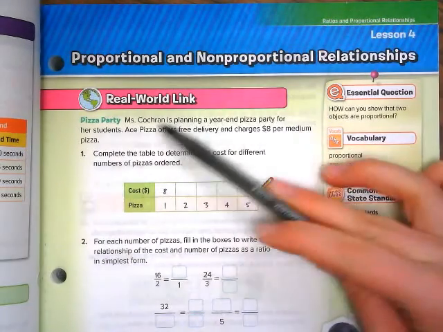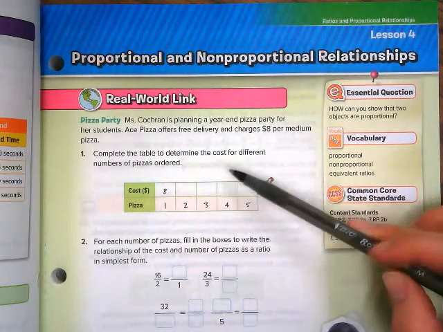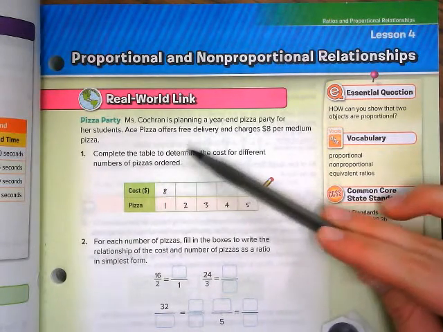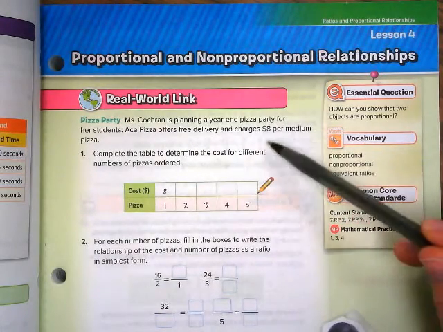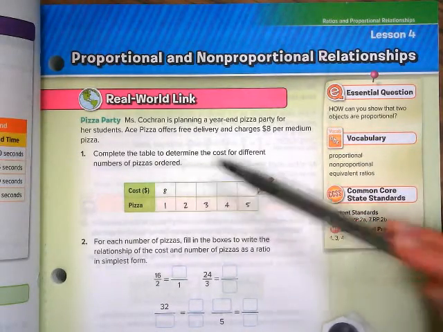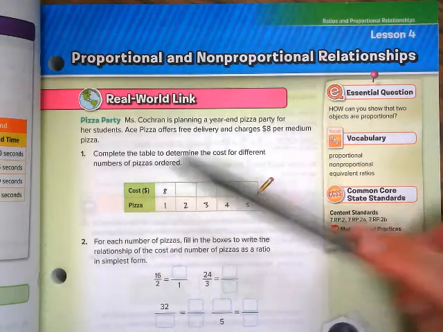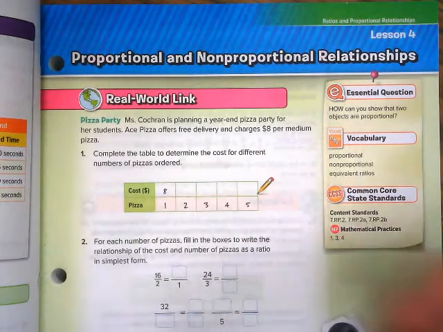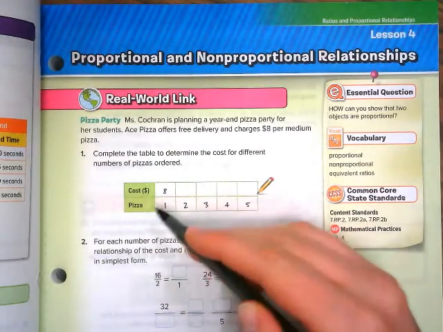It says Ms. Cochran is planning a year-end pizza party for her students. Ace Pizza offers free delivery and charges $8 per medium pizza. Complete the table to determine the cost for different numbers of pizzas ordered. So here, they've filled in part of the table for us.